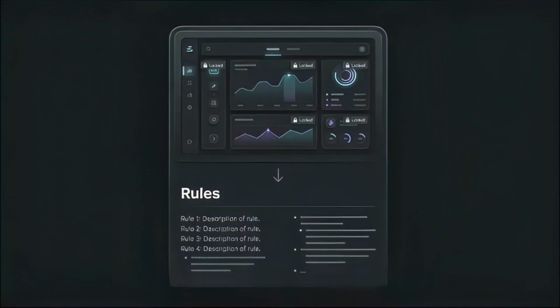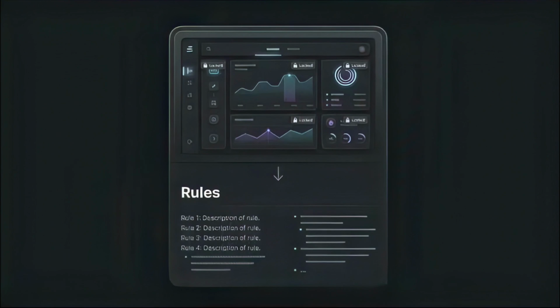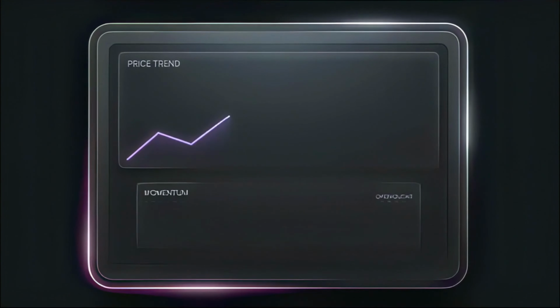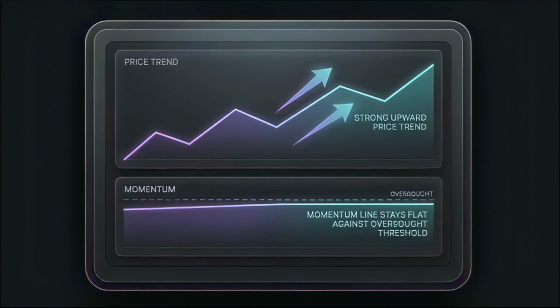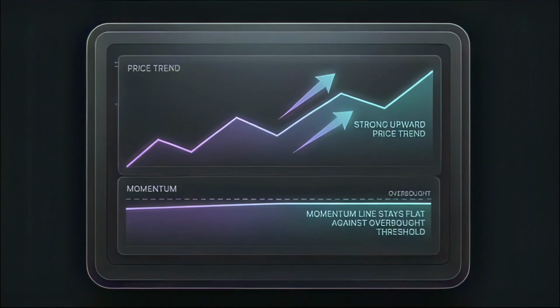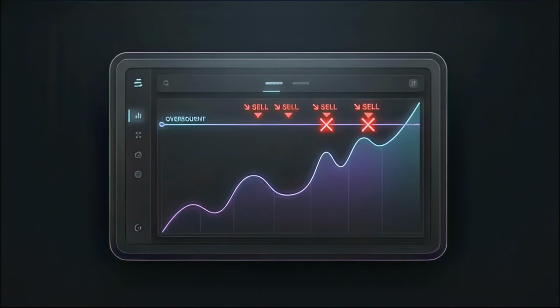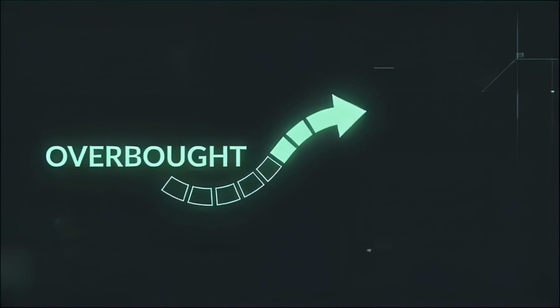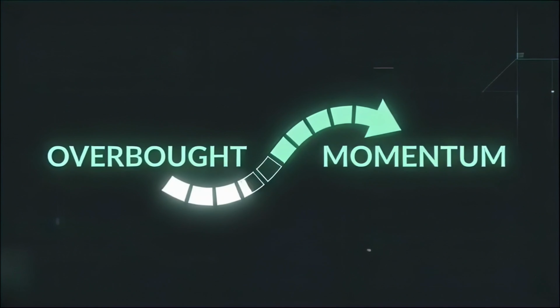Now the rule about reading it, and it is the opposite of what most people do. Never sell simply because the line is overbought. Never buy simply because it is oversold. In a strong uptrend, momentum can sit pinned in the overbought zone for the entire move. Short every overbought reading and you are stepping in front of a freight train, over and over. Overbought does not mean sell, it means momentum is strong.